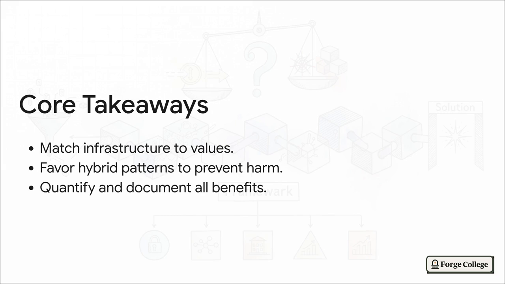Second, favor hybrid pragmatism to prevent permanent harm. You absolutely have to preserve human oversight whenever outcomes directly impact human rights. And third, always quantify and document your claims. For literally every single alleged benefit, you must insist on a measurable indicator and a baseline, no exceptions.